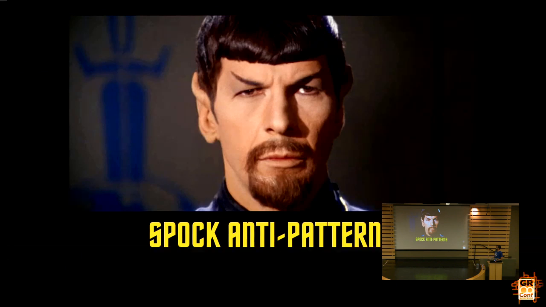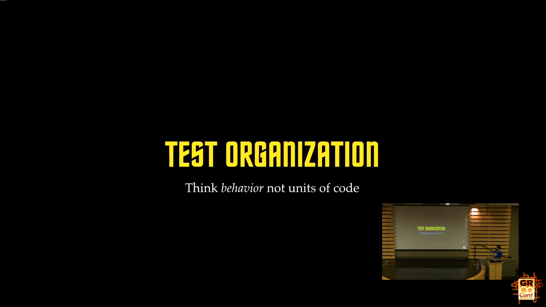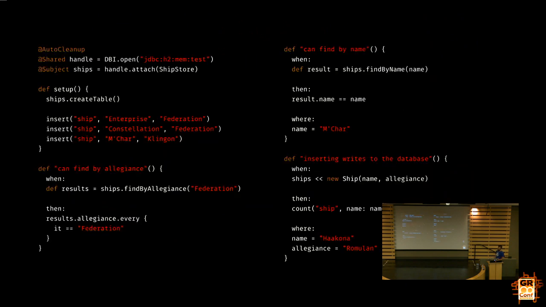Let's look at some anti-patterns. These are always kind of fun. Evil Spock, you can tell the beard makes him evil. So, test organization: thinking about behavior and not units of code. Especially frameworks like Grails tend to enforce this kind of thing a little bit. Don't worry, you don't need to see the details of this code really.